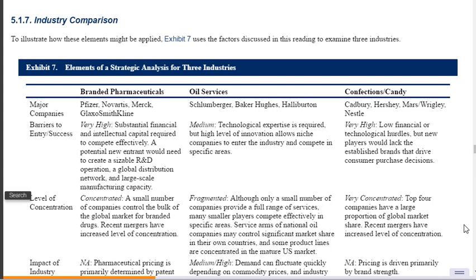So to illustrate how elements might be applied, they use the factors discussed in the reading to examine three different industries. The three different industries are branded pharmaceuticals, oil services, and confections and candy. Okay, we're not going to go through this whole thing, but I just want to show you.